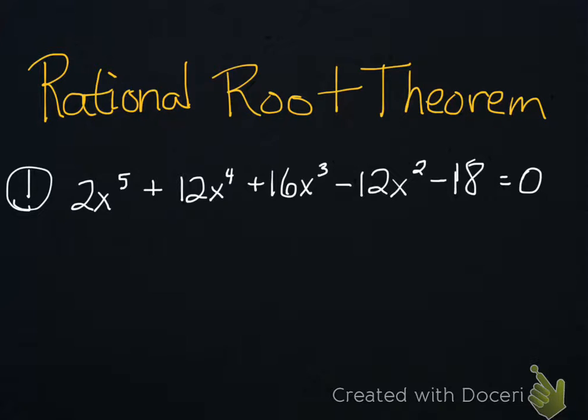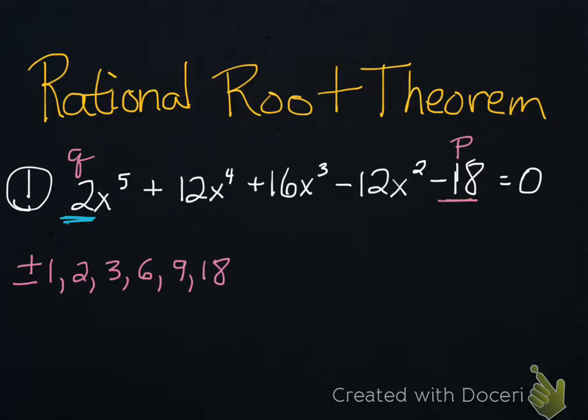Remember, the rational root theorem looks at the constant at the end divided by the leading coefficient, specifically the factors of those numbers. So let's list all the factors for 18, our constant at the end. That would be plus or minus 1, 2, 3, 6, 9, and 18. Now we need to determine what happens if we divide each of those numbers by 2.